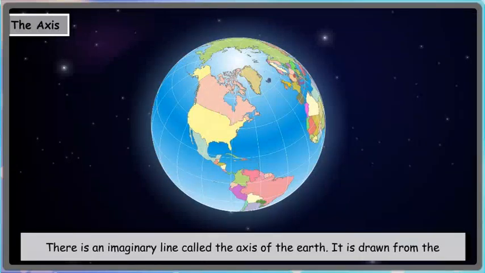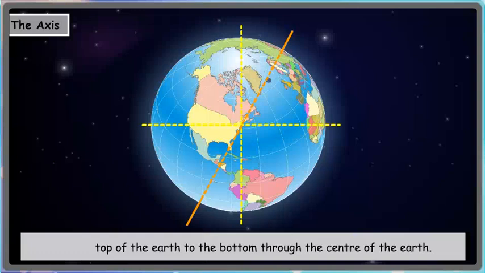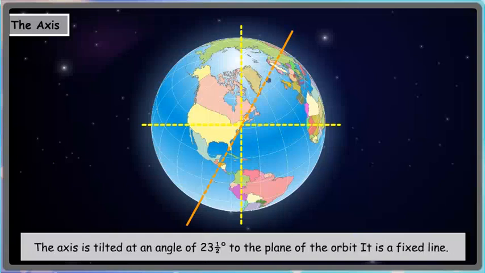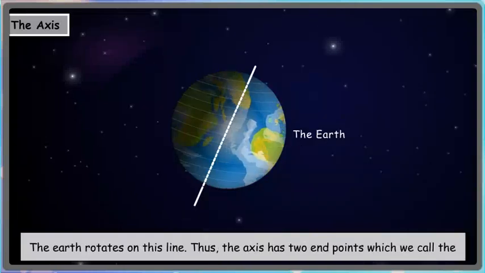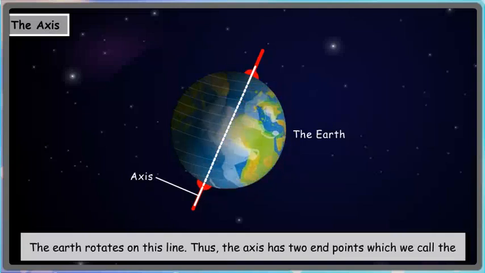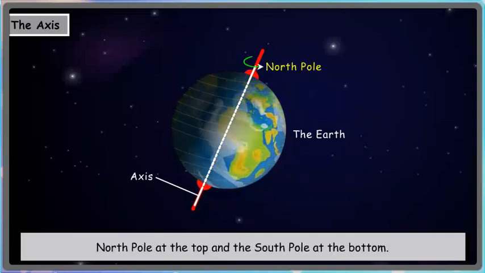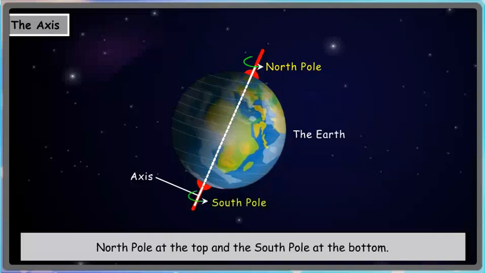The axis. There is an imaginary line called the axis of the Earth. It is drawn from the top of the Earth to the bottom through the center of the Earth. The axis is tilted at an angle of 23.5 degrees to the plane of the orbit. It is a fixed line. The Earth rotates on this line. Thus, the axis has 2 endpoints, which we call the North Pole at the top and the South Pole at the bottom.